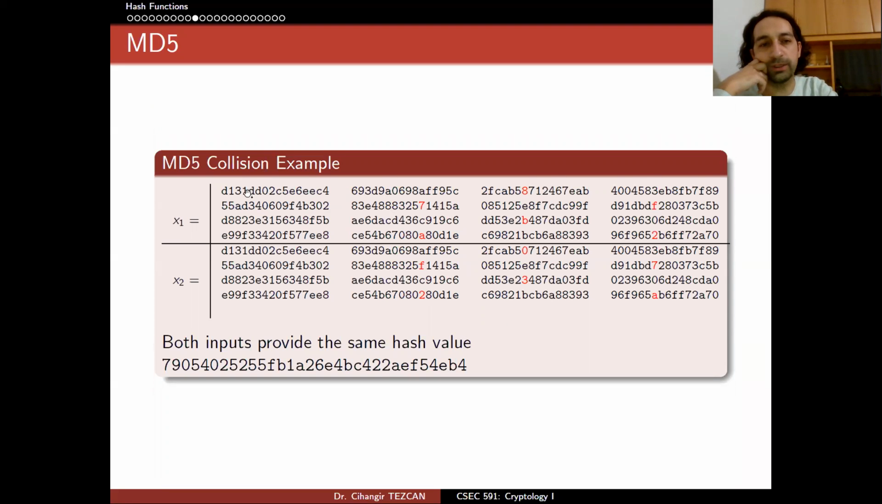So here's a collision example. X1 is a 512-bit input, and X2 is another 512-bit input. They're almost the same, but differences are shown in red. This is in hexadecimal notation. So we have two different inputs, X1 and X2. But if you compute the MD5 of both of them, you will have the same output here. So this is an example of a collision.